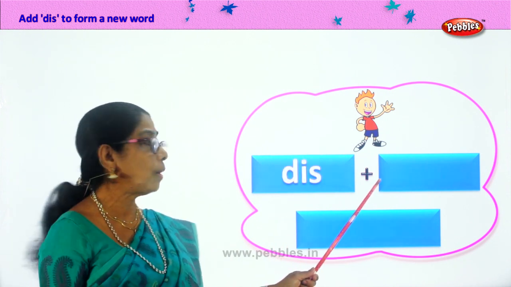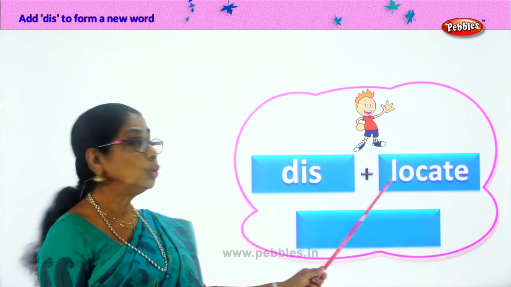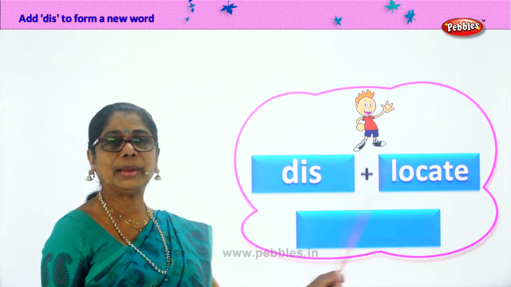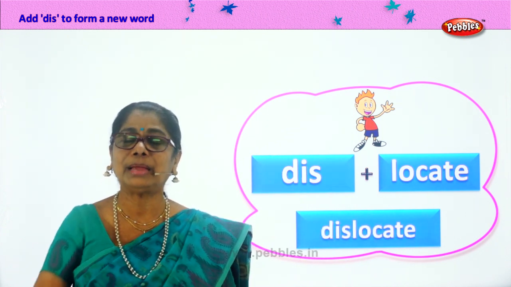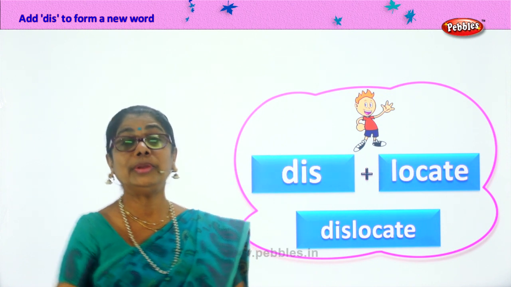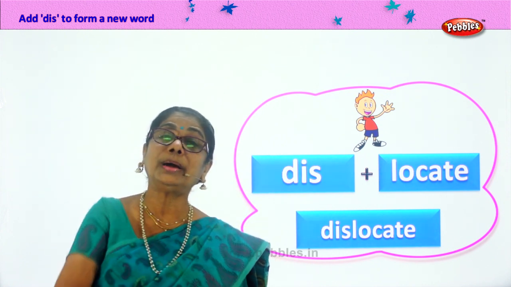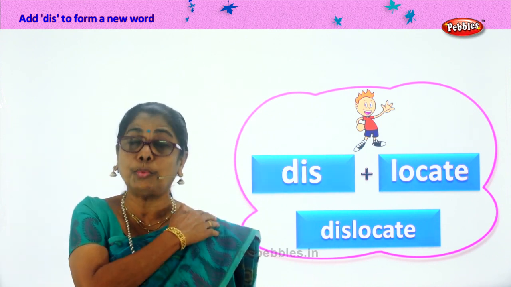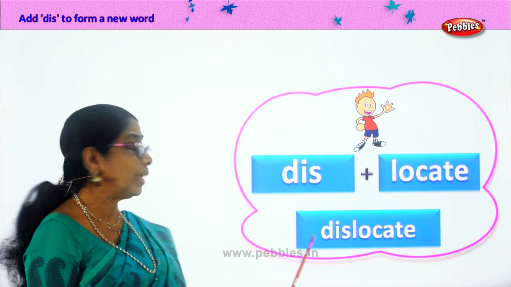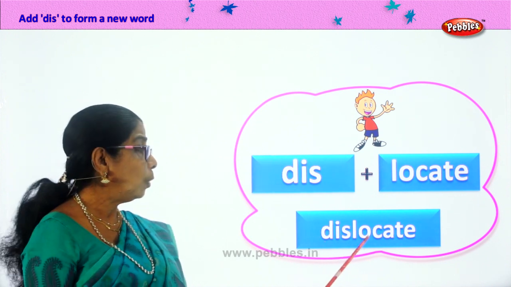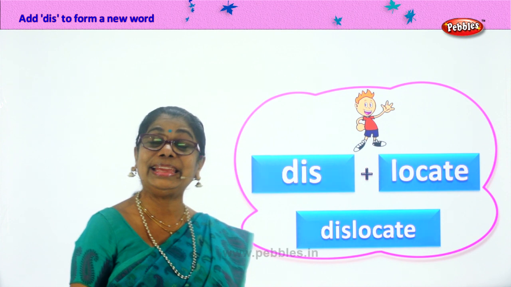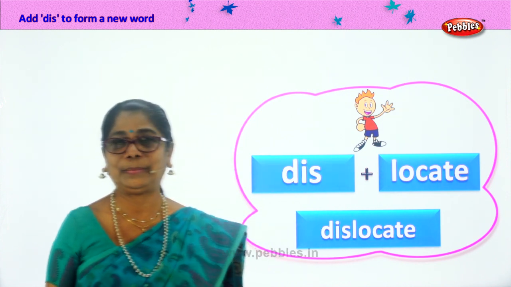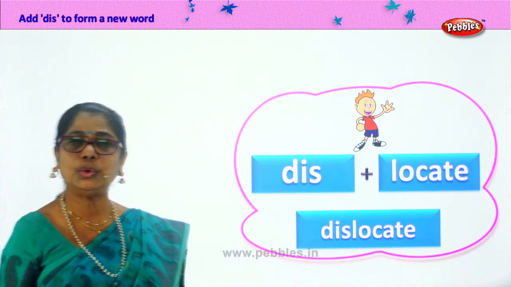Let's get on to a new word and put this in front. This plus locate. Dislocate. Sometimes you play a game, and your kneecap, or your arm, comes out of your shoulder. Then you say there is a dislocation of this bone. Dislocate. Spell dislocate. D-I-S-L-O-C-A-T-E. Dislocate means come out.